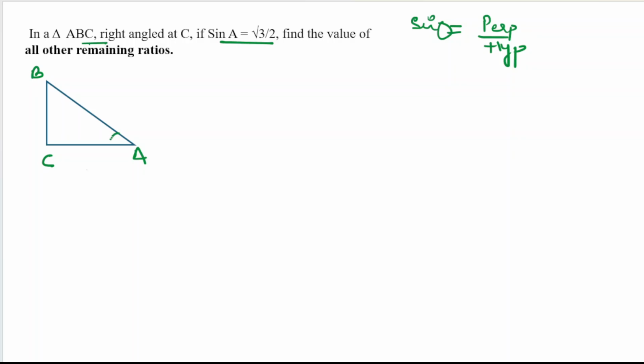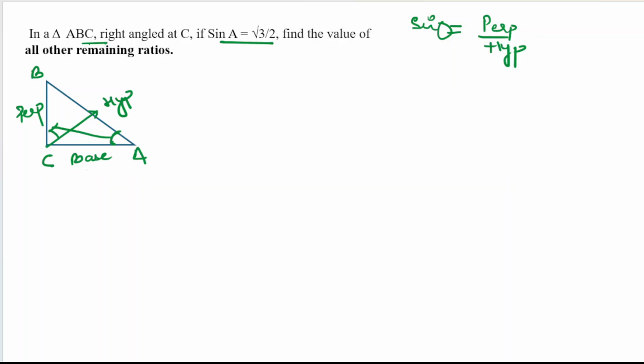So with reference to angle A, what is perpendicular? The side opposite to angle A is known as the perpendicular, and the side adjacent to this angle is known as the base. And the side opposite to C is known as the hypotenuse, because the side opposite to 90 degrees is known as the hypotenuse. So we are clear now what is perpendicular, what is base, and what is hypotenuse.